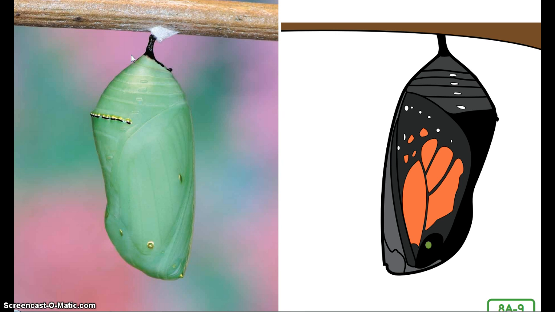In the next stage, the caterpillar forms a protective outer casing called a pupa, or a chrysalis. The formation of the chrysalis is the final stage of molting, or shedding their outer skin. When it molts for the final time, the skin becomes the outer shell of the chrysalis.